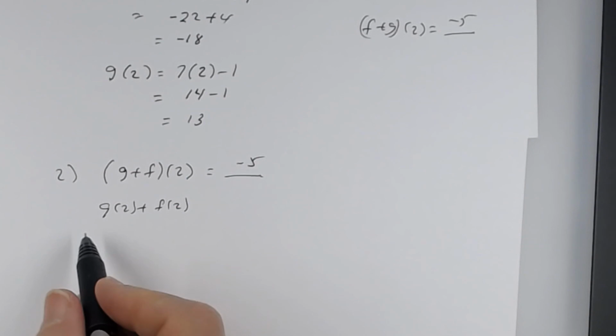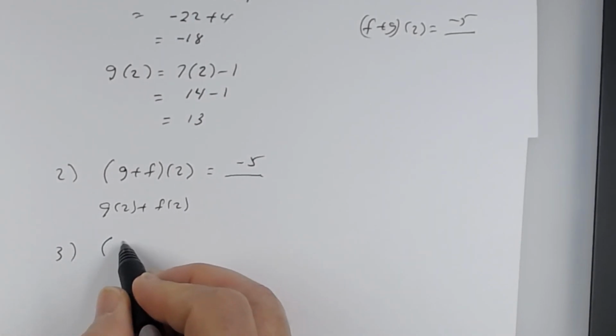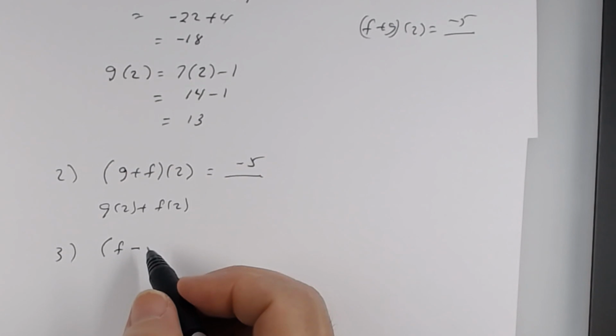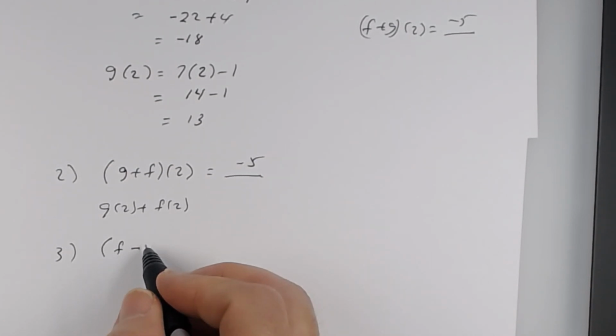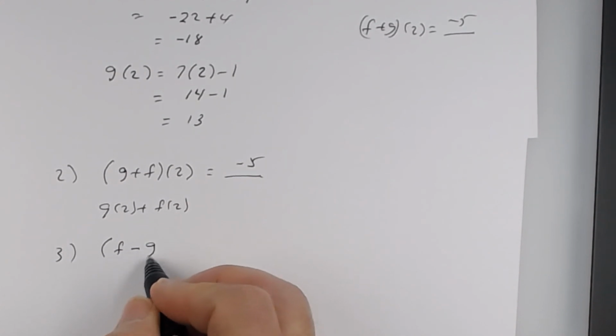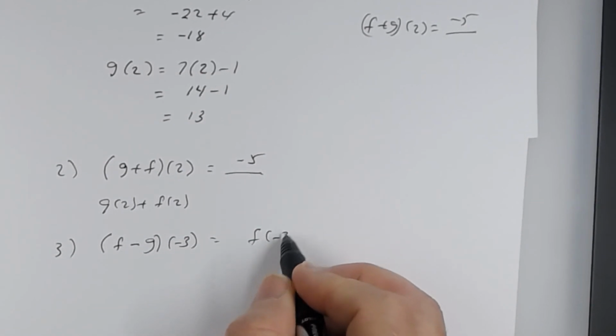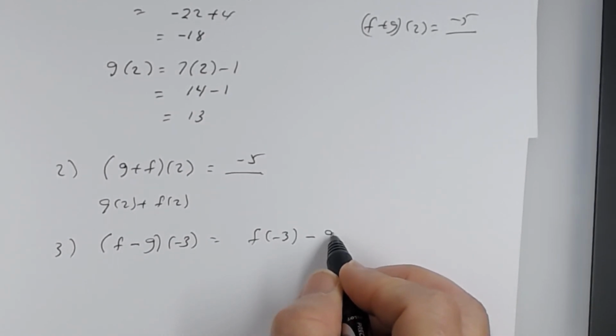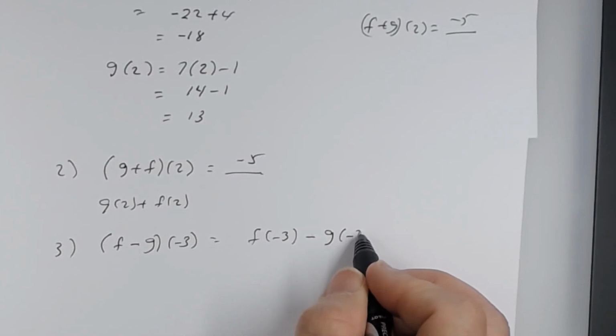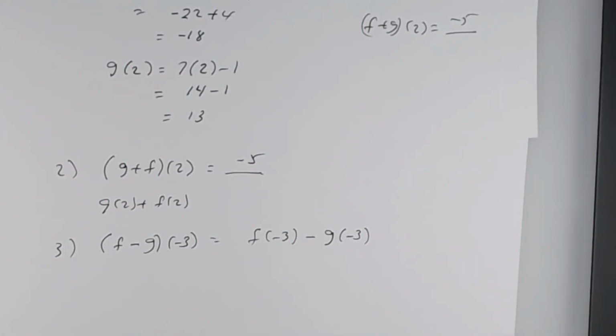Okay? Number 3. Suppose I want to find f minus g. So now we know how to add, right? Let's talk about subtracting now. F minus g at negative 3. All right. By definition, how are you going to rewrite this? F of negative 3 minus g of negative 3. Y'all agree? Yes. Okay.